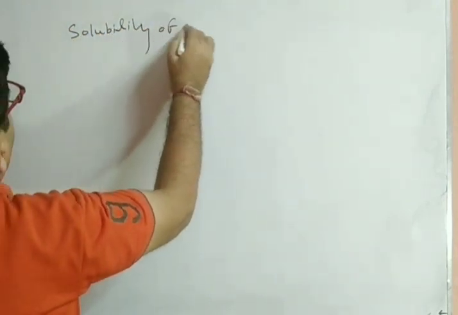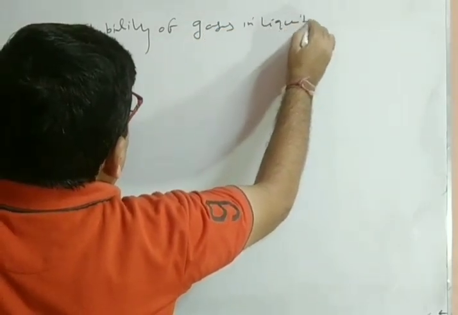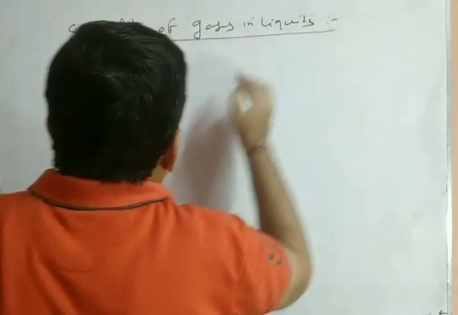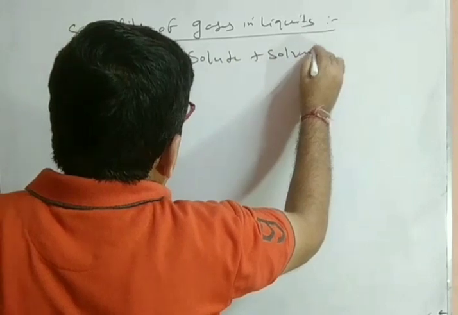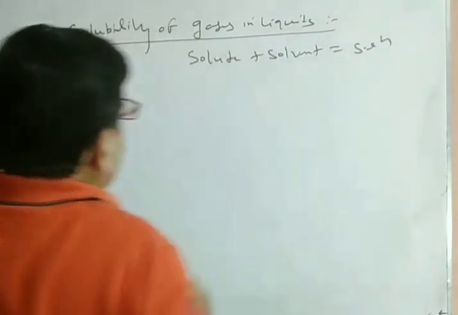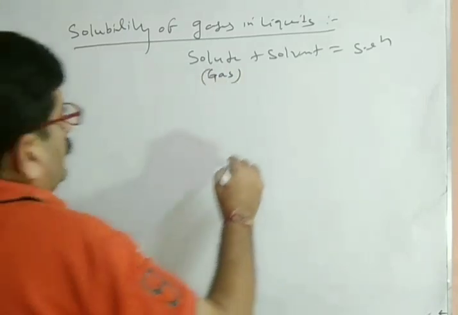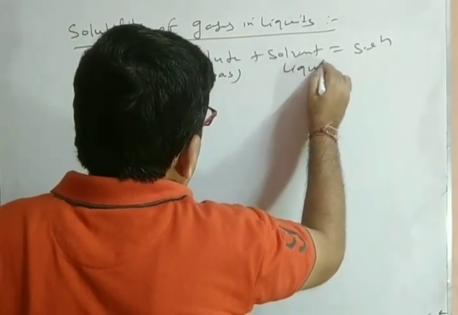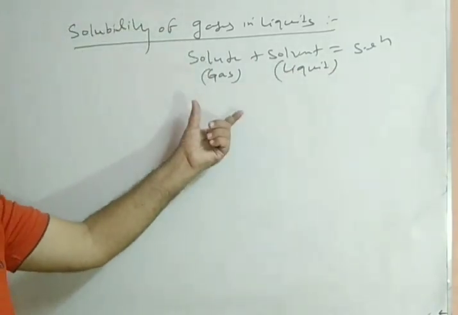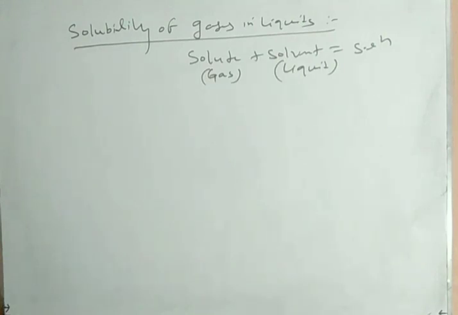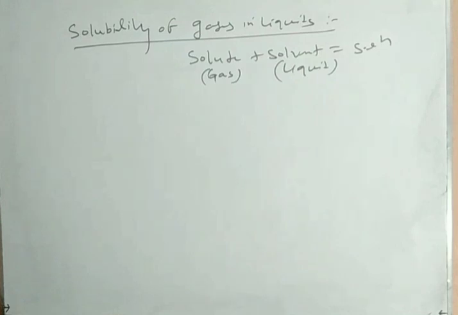Our last heading is solubility of gases and liquids. That is, solute plus solvent is equal to solution. Solute exists in gaseous state and solvent in liquid state. When this pattern of mixture is given, then the solubility of gas in liquid depends upon so many factors.